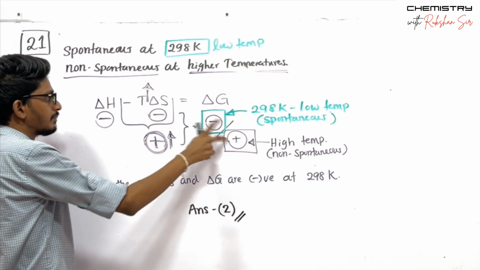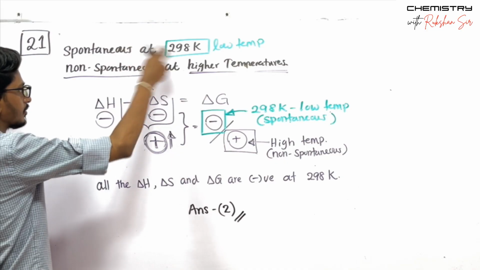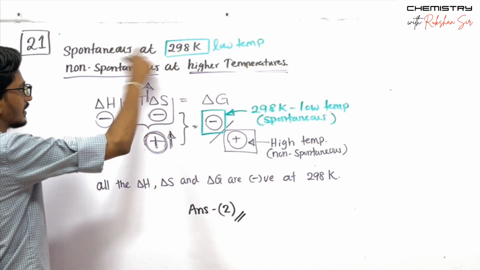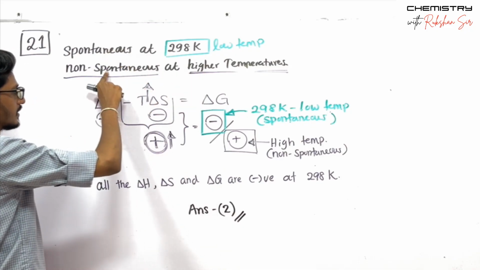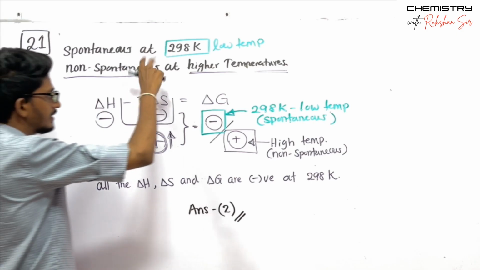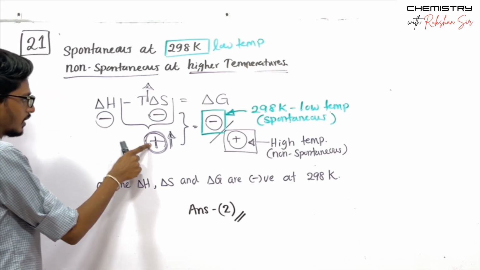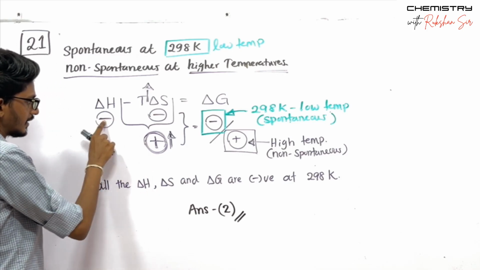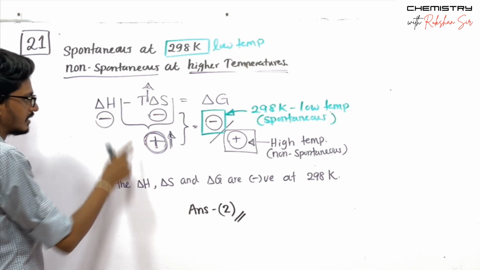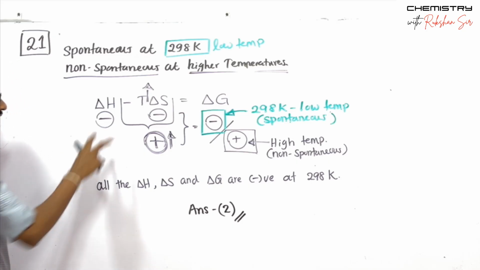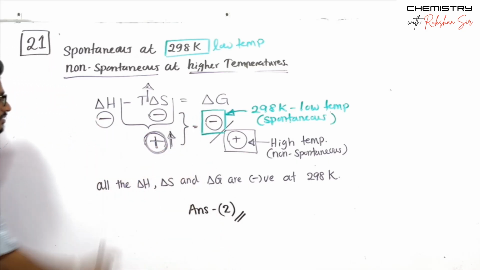For the sign of delta G to be temperature dependent, first thing you see is that the sign of delta G is temperature dependent, right? At low temperature the sign is negative, and at high temperature the delta G sign is positive. For that to happen, these two values should have two opposite signs. If they don't have opposite signs, the sign of delta G cannot be temperature dependent. So the two signs must be opposite.